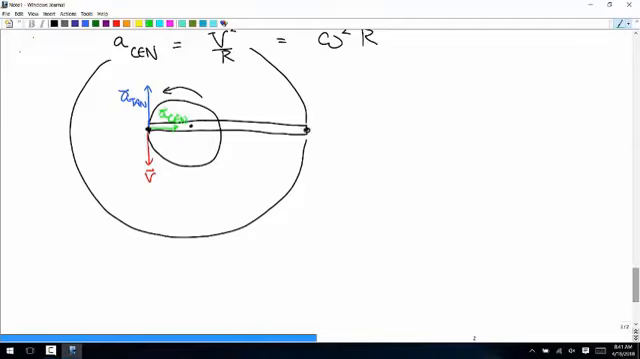And then talking about this point, it's moving this direction, so the velocity is this way. The tangential acceleration is opposite because it's slowing down. Centripetal is this way.